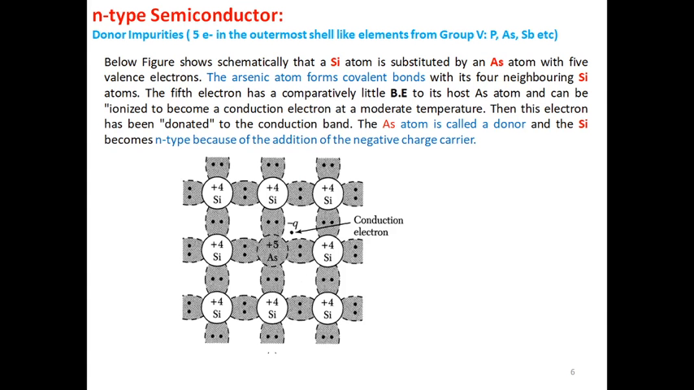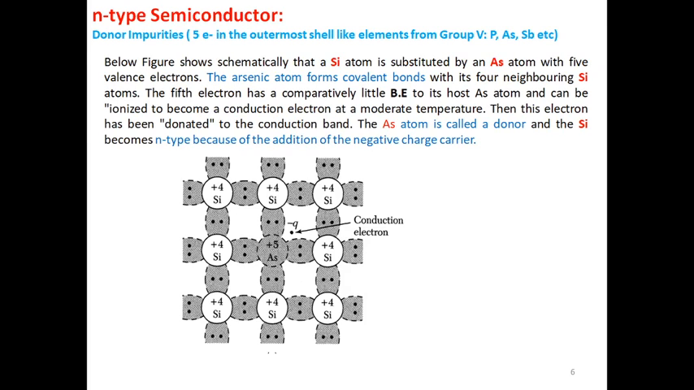Then again I am telling about the extrinsic semiconductor, that is n-type and p-type semiconductor, some basic things about it. If you see the below schematic figure, in which silicon is a pure semiconductor in which we are substituting or adding the arsenic impurity. We can add different impurities: phosphorus, arsenic, antimony, bismuth. Here we are taking the arsenic atom which contains 5 electrons in the outermost shell.